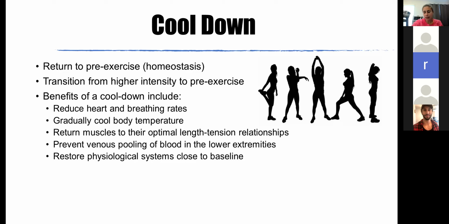If someone's working at a lower intensity, they're not working that hard, then the cool down can maybe be 5 minutes and that's enough for them. So it really depends on what the client is doing. And this is where you can add in some of the static stretching. You may just walk it off, and then later on that day, you can do some static stretching.